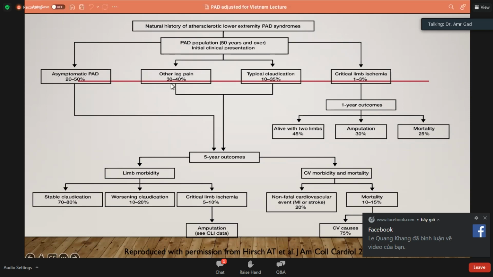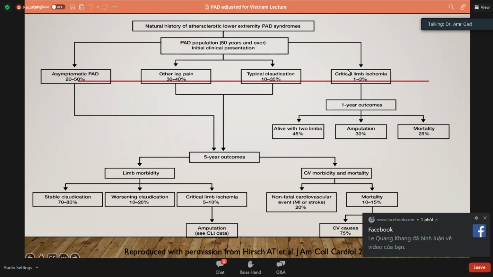ischemia. Patients with other leg pain or with typical claudication, after 5 years, they are divided into two categories: limb morbidity with the same incidences and cerebrovascular morbidity and mortality. As I told you before, we have to assess the neurological status and the cardiological status. And there will be in those groups 10 to 15% mortality, 75% of them due to cerebrovascular disease.